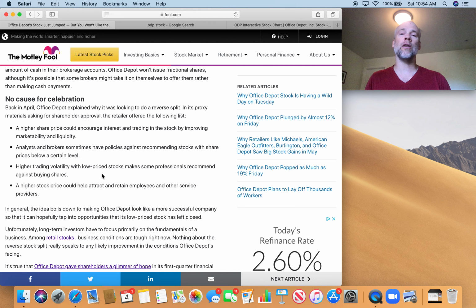And for long-term investors, they can worry about that high volatility with their holdings. I don't worry about volatility, but people who see prices fluctuating a lot in a stock, sometimes it makes them nervous, especially if they think that price changes actually do reflect value changing of their portfolios. So that's kind of what this one is pointing to. The fourth reason, a higher stock price could help attract and retain employees and other service providers.